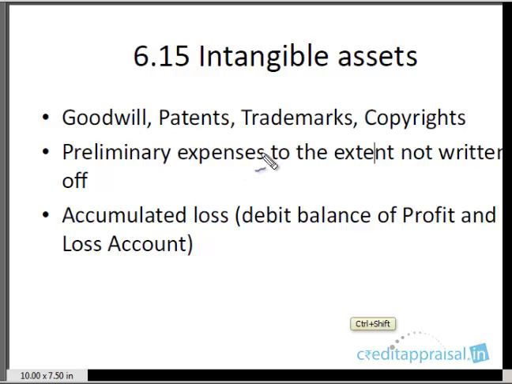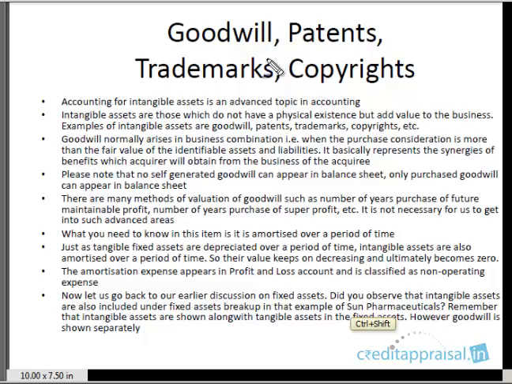One is the goodwill, patents, trademarks, and copyrights. That is one item. Second is the preliminary expenses to the extent not written off, and finally I have the accumulated loss. This is the debit balance in P&L account. Now, when we discuss goodwill, patents, trademarks, and copyrights, please understand that accounting of intangible assets is a very advanced topic and not normally for beginners.